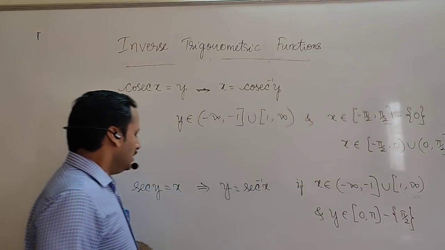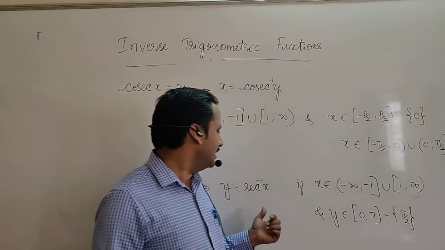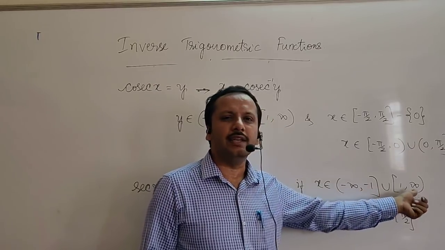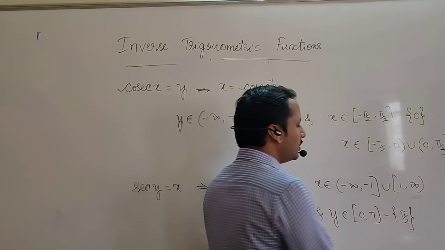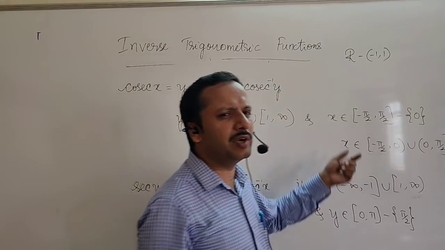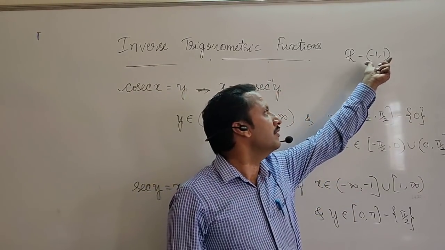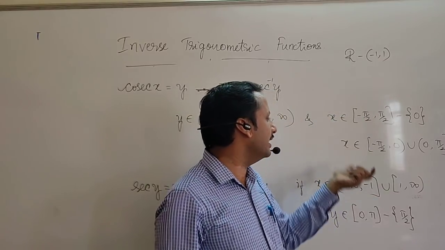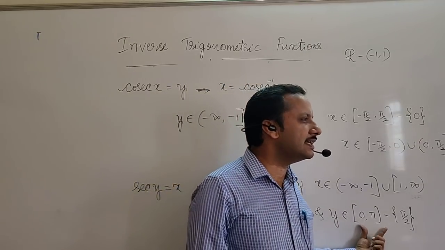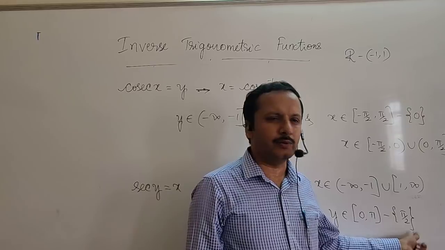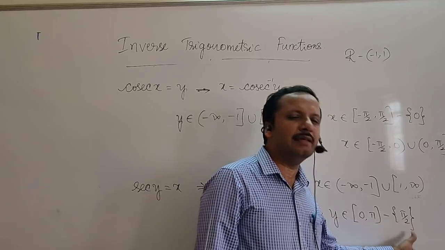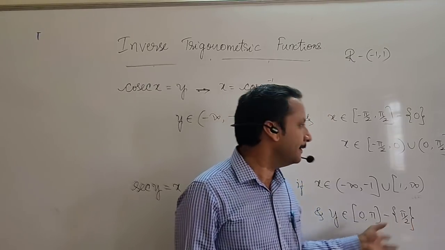So for secant inverse x, the domain is this interval minus infinity to minus 1 union 1 to infinity, or you can also write this as set of all reals except open interval minus 1 to 1. From the set of all real numbers, if we exclude this open interval minus 1 to 1, that is the domain of secant inverse x, and the range is closed interval 0 to pi except pi by 2. That means from this set, this element pi by 2 is excluded.